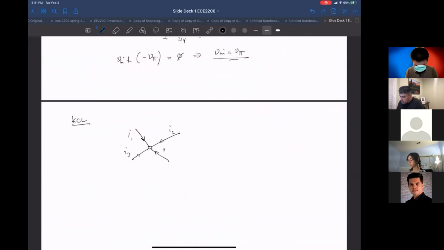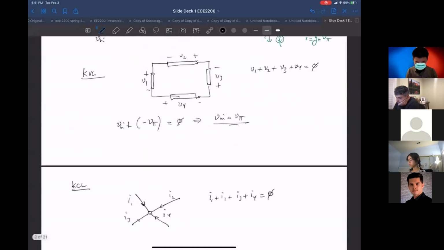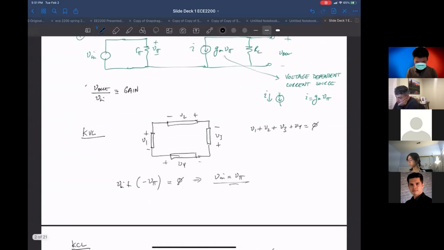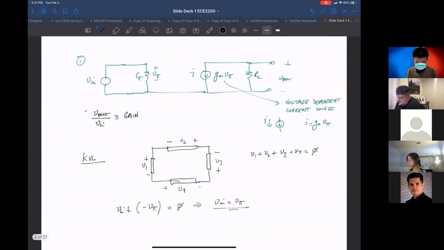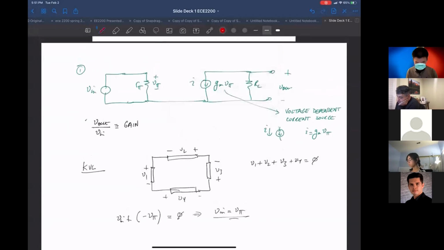Okay. Then the sum of all these currents has to equal 0. So here's our node. We have one current, which is this guy, going this way.